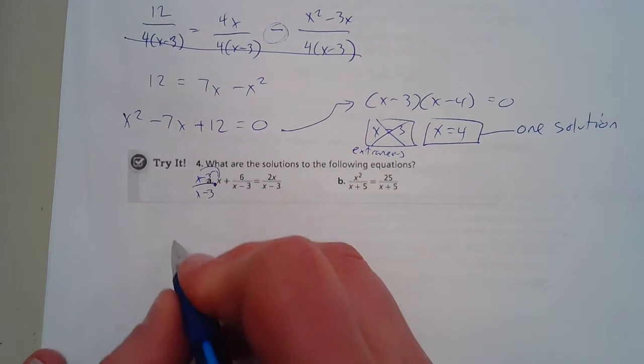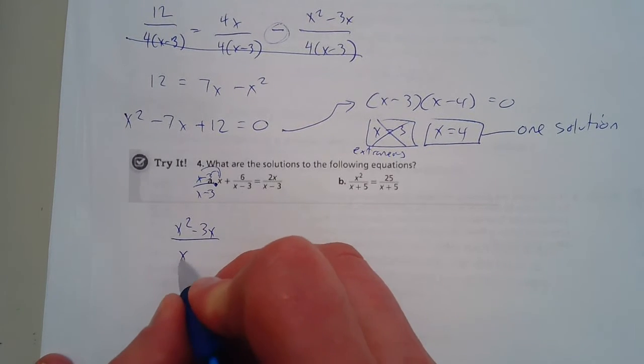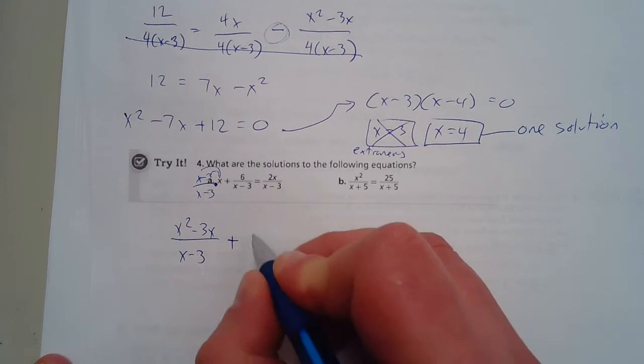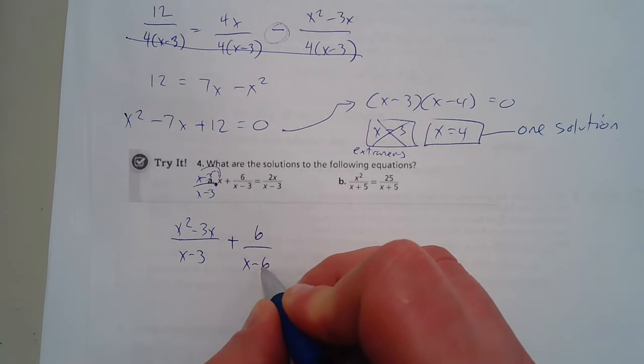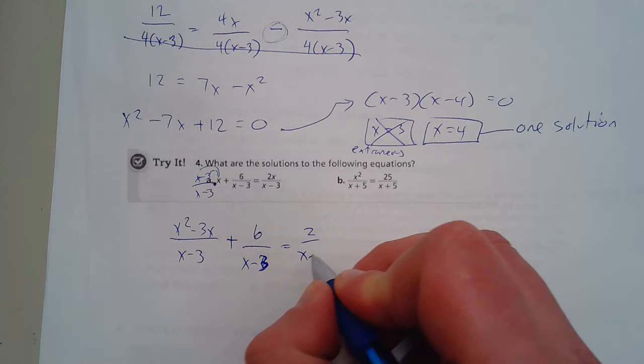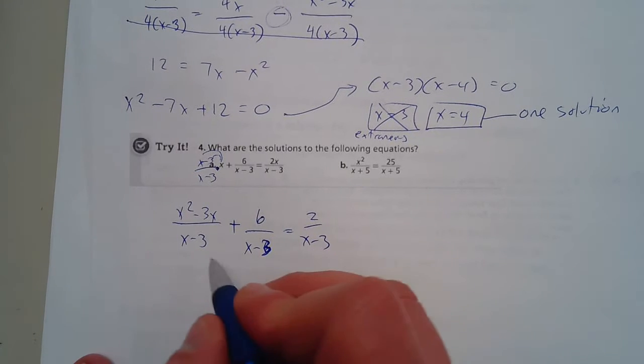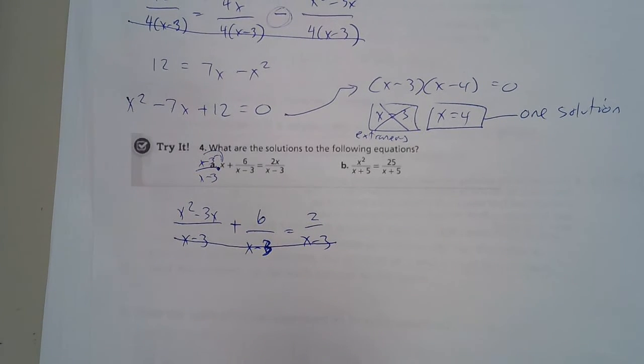This x gets distributed. We're going to get x squared minus 3x over the x minus 3 plus 6 over the x minus 3 equals 2x over the x minus 3. Okay, so we only had to change the one expression there. Everything else stayed the same. Now we have a common denominator on both sides of the equation, so we can say see you later.